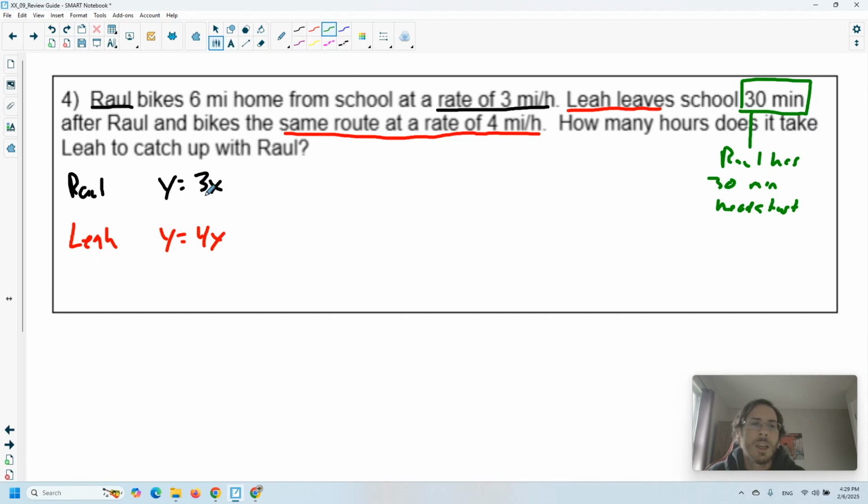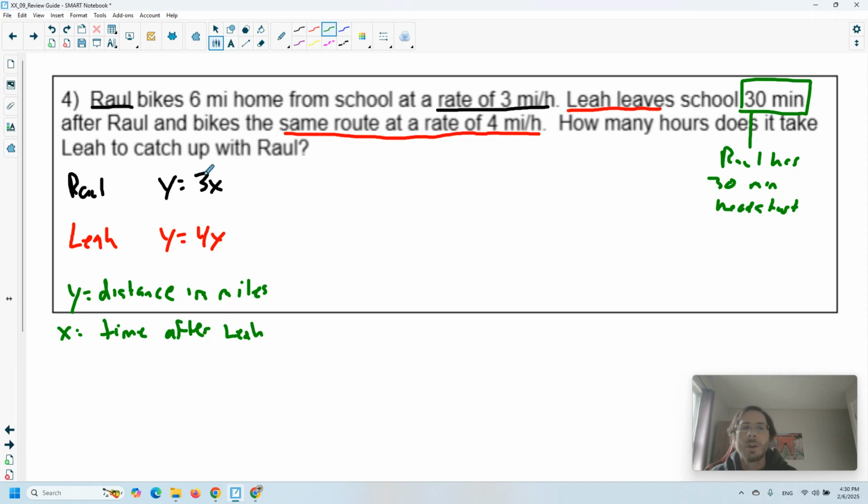So we have to then be really careful with our variables here. So we want y to be the distance. And our distance is going to be in miles. But we need our x's to be the same. So x, we have to make a time, but we have 2 different times because Leah has a time that she leaves school and Raul has a time that he leaves school. So I'm going to make x the time that Leah leaves school. So time after Leah. Which means Leah's equation is okay because she leaves at 0, but Raul doesn't leave at 0. Raul has a bit of a head start.